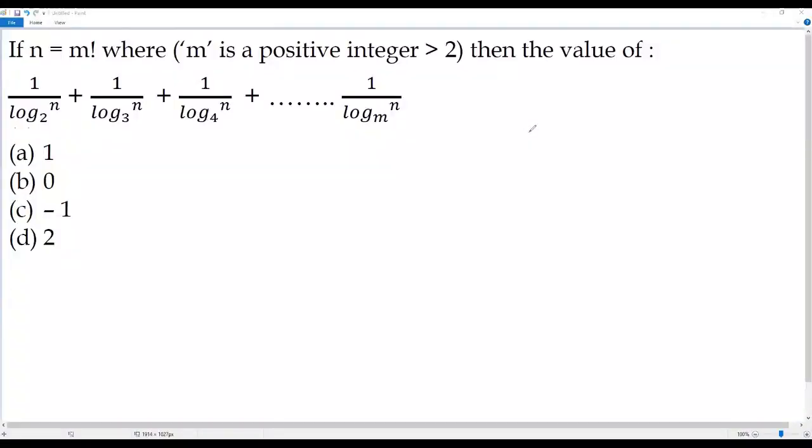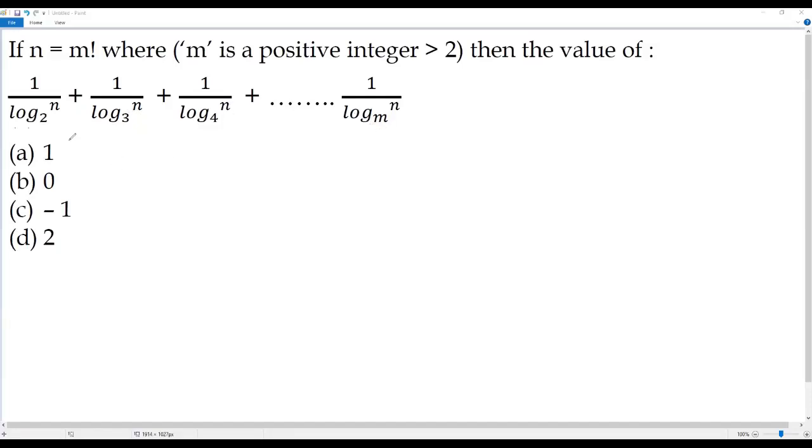Here we have a problem on logarithm. Okay, let's go over the question. If n equals m factorial, where m is a positive integer greater than 1, then the value of 1 over log n to the base 2, plus 1 over log n to the base 3, and so on, up to 1 over log n to the base m.